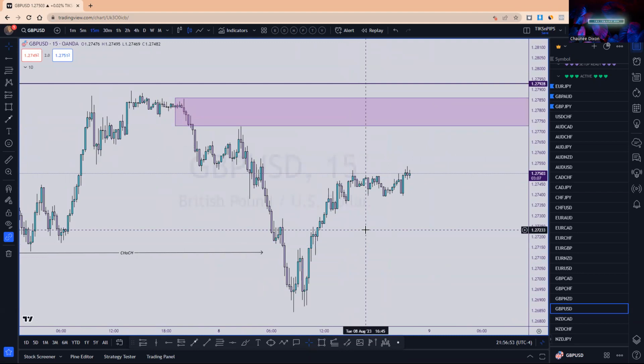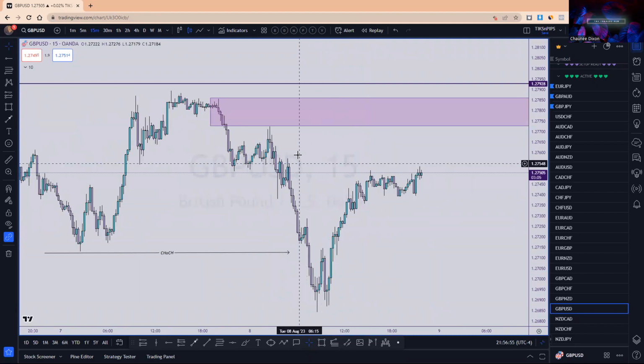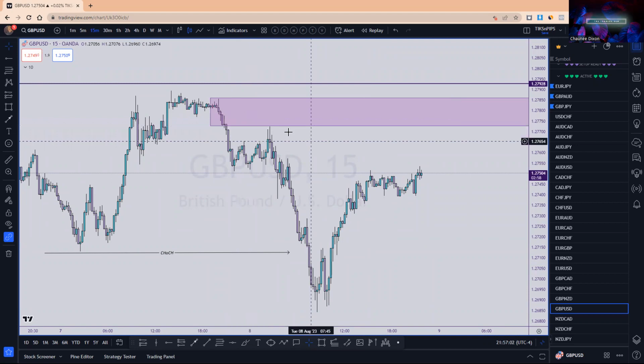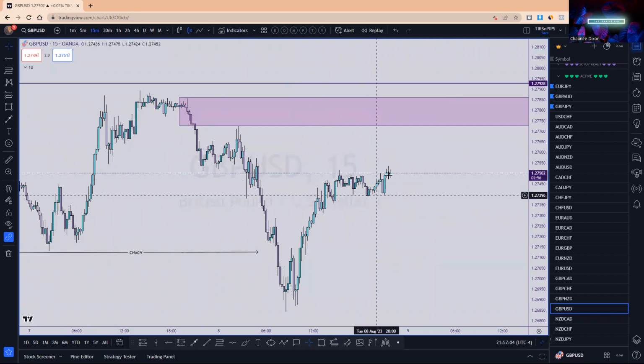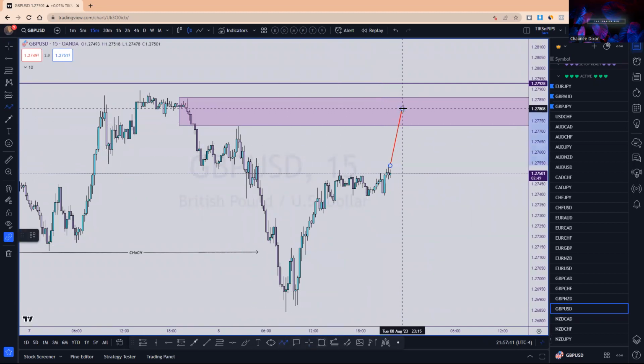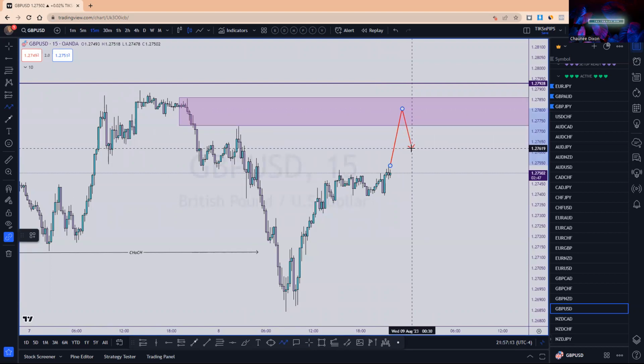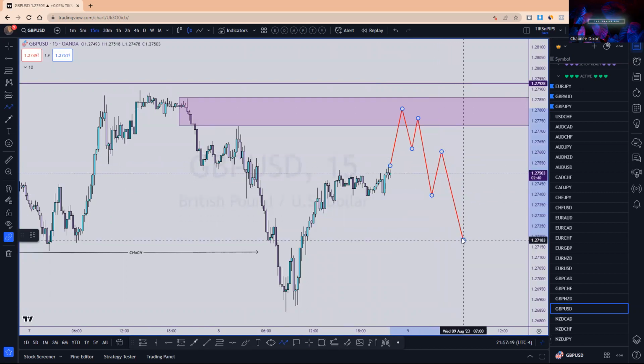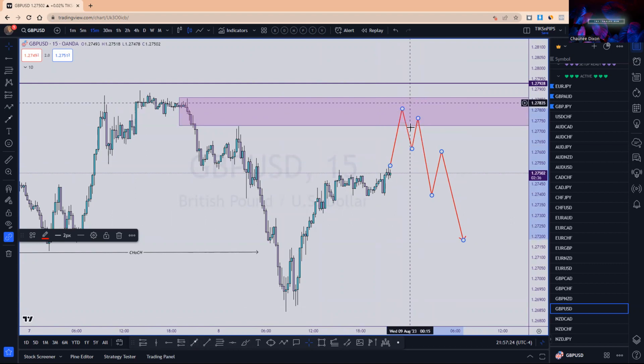15-minute and 5-minute is my entry. It just kissed the order block. So I would just be waiting to see what price is going to do in London right here. Hopefully we get something like this. Comes up, comes back down, creates a lower high, drops. Something like that.